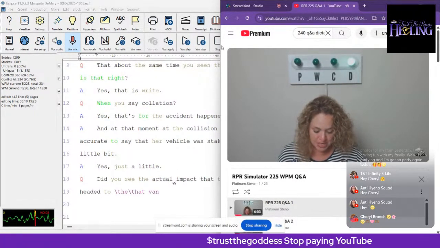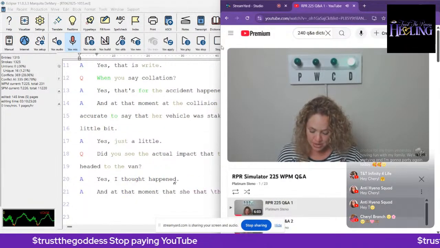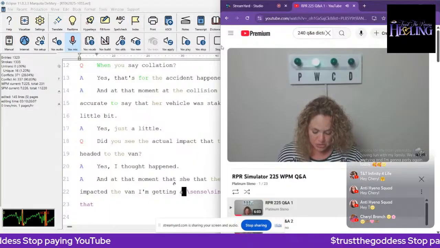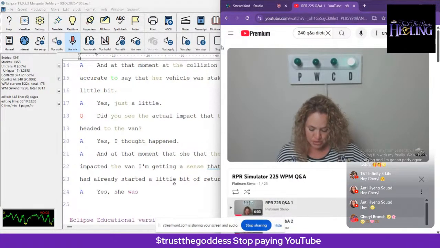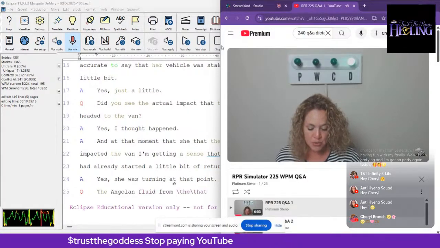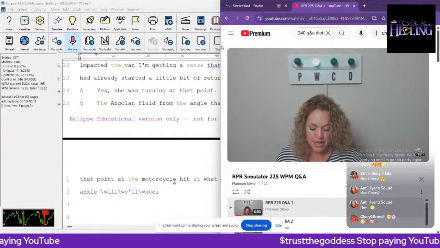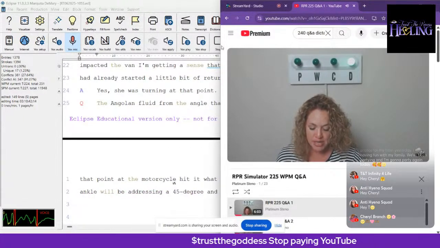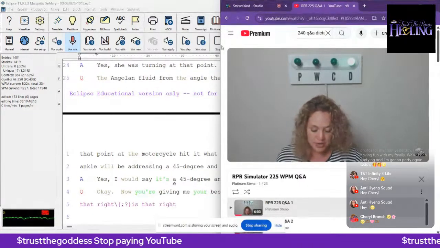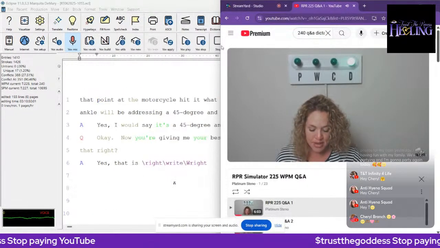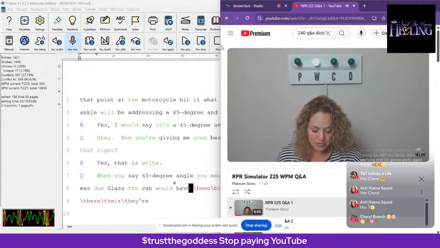And at that moment that the motorcycle impacted the van, I'm getting a sense that the van had already started a little bit of a turn. Yes, she was turning at that point. The angle the van was at the point the motorcycle hit it, would you say that the angle would be less than a 45-degree angle? Yes, I would say it was around a 45-degree angle. Okay, and now you're giving me your best estimate. Is that right? Yes, that is right. And when you say 45-degree angle, you mean the van. If it was due west, the van would have been there at a 45-degree angle.